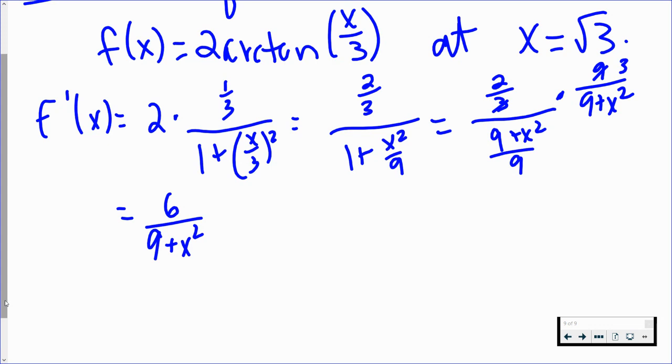Okay, let's talk about the things we need. We have the derivative now. We need to plug the x coordinate into the original function to get the y coordinate. We need to plug the x coordinate into the derivative to get the slope. So let's plug into the original first.